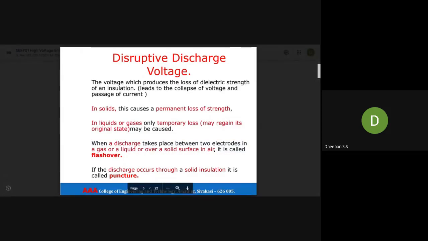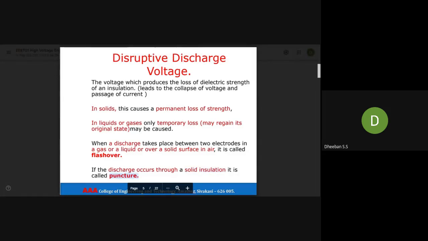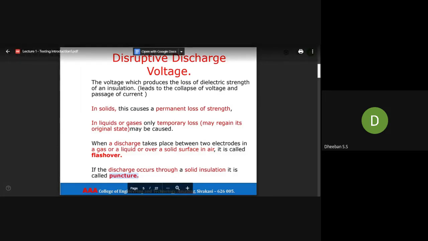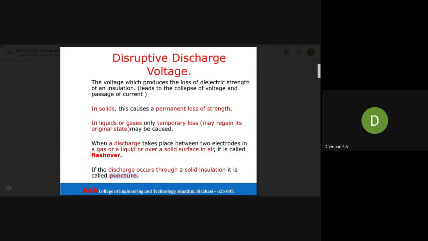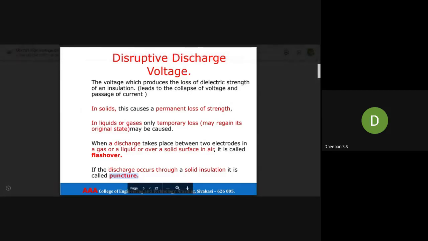And if this discharge occurs through a solid insulation, it is called a puncture. So this corresponds to the previous point. If the discharge is occurring in a solid medium, it's called a puncture. Why? Because the solid does not have any kind of regaining property within itself, so it will not be whole again, and it is called a puncture in case of solids.